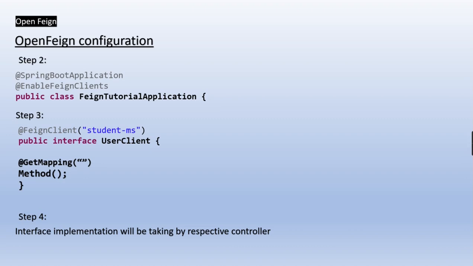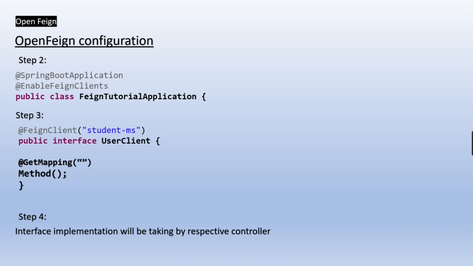Once the dependencies are added, we go and check our main application program. By default, it will generate an application class. There we need to write one annotation, that is @EnableFeignClients. Then only our program is going to become an OpenFeign client.